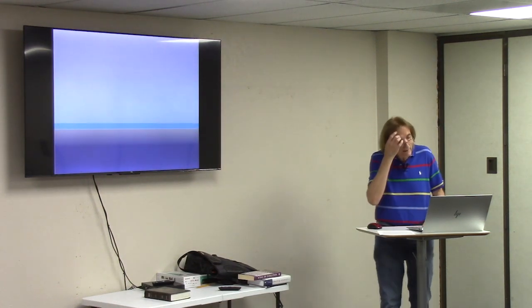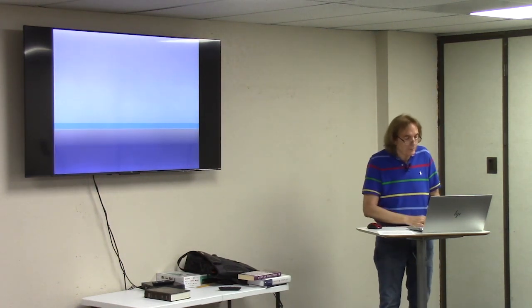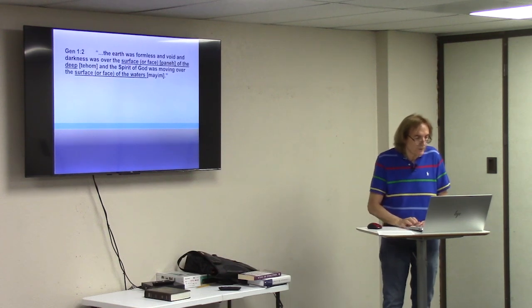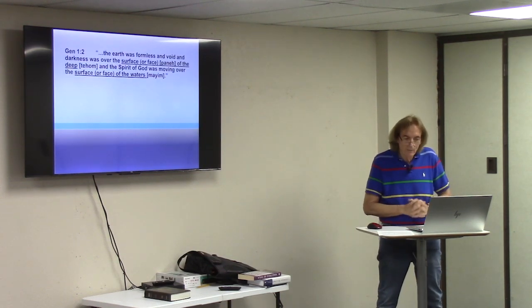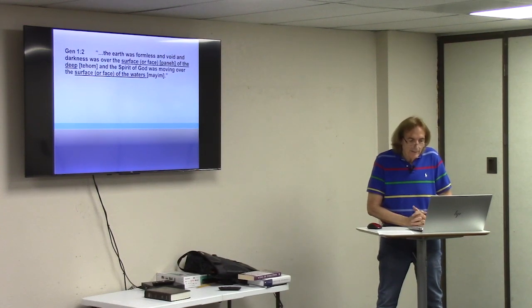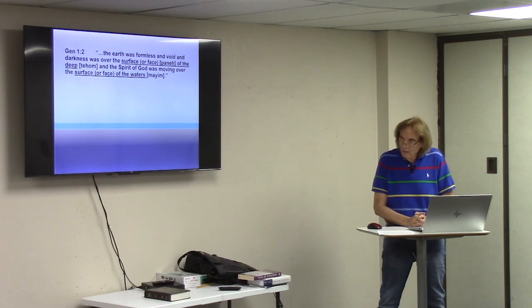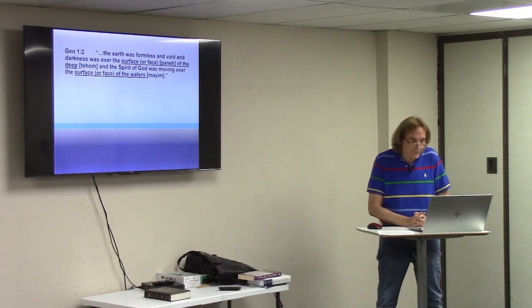So I want to start in the beginning, basically, where the Bible records the details of those assumed starting conditions in the creation account of Genesis 1. If we read Genesis 1 verse 2, which occurred on day 1 of the creation week, it states, "The earth was formless and void, and darkness was over the surface of the deep, and the Spirit of God was moving over the surface or face of the waters."